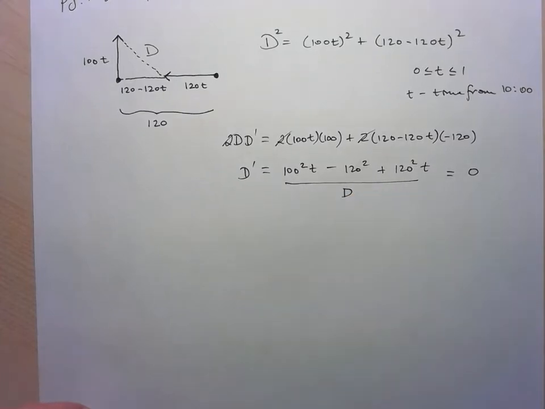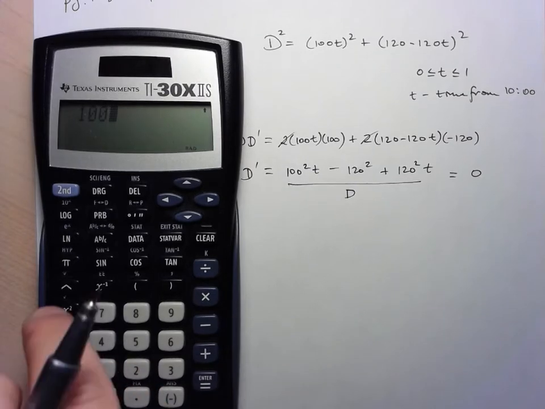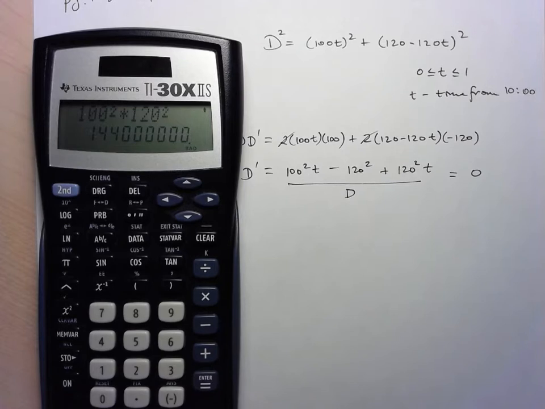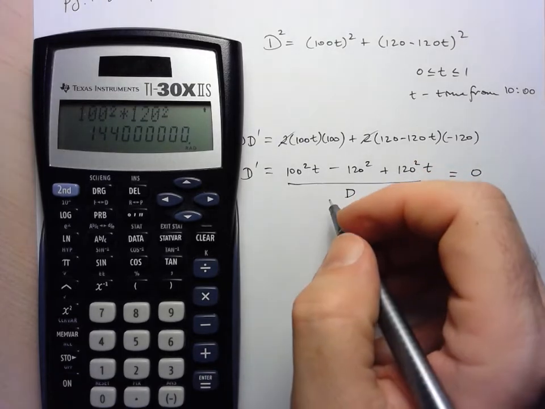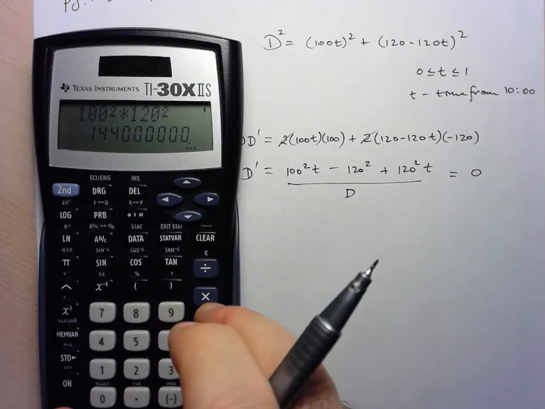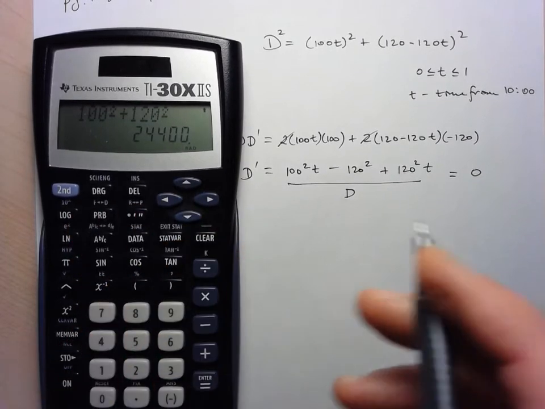let's add these together. Okay, so let's get our calculator here. So we have 100 squared plus 120 squared. So that gives us, oh, sorry, I just realized I did multiplication. That seemed like way too big a number. So let's try that again. 100 squared plus 120 squared. That's why it's always good to question the answer you get from the calculator. Okay, that looks a little more reasonable.